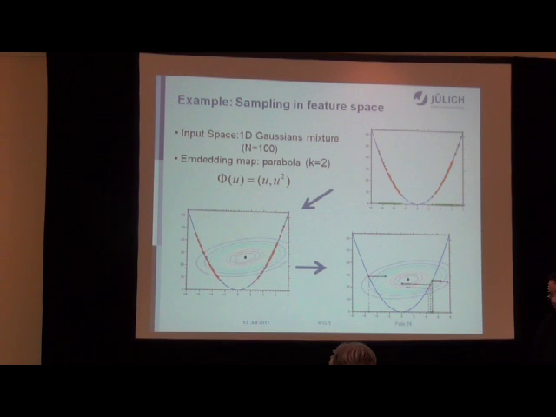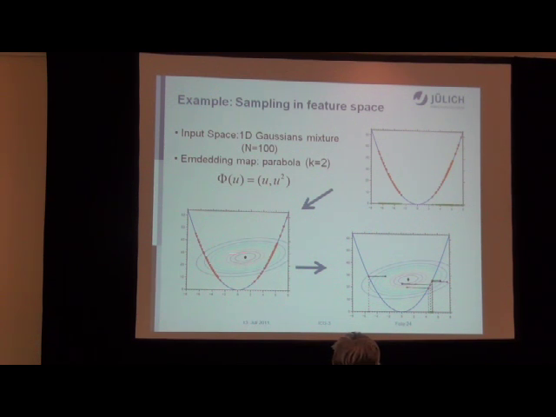This is exemplified by a simple example. Here we have a one-dimensional data set, which is a mixture of Gaussians with two different means and the same variance. As embedding, we use a parabola map into the two-dimensional space, so the green points are mapped onto this parabola. Then we model this data by a two-dimensional Gaussian with the mean shown by this black dot and the level sets showing the estimated covariance matrix.